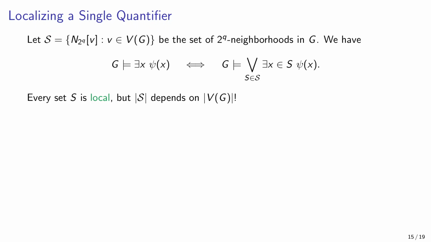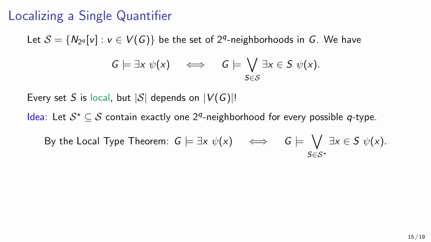However, the problem is, since there are so many possible neighborhoods, now our formula has grown in size, which depends on the size of the graph. This is not very nice. We want to rewrite our formula, but it should not grow in the size of the graph, but only in the size of the original formula.